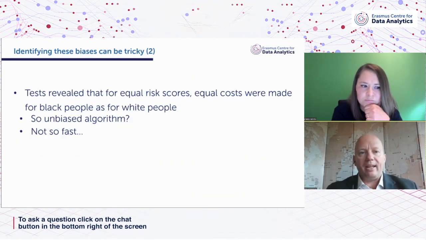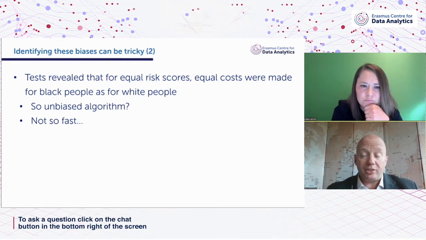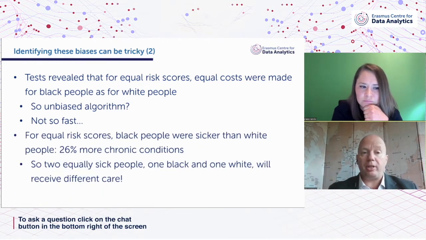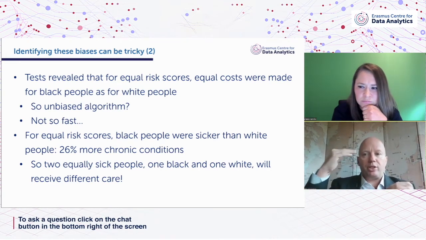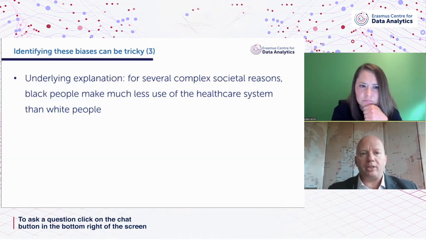However, when they tested it, they said, okay, yes, both Black people and white people got the same cost at an equal risk score. So you would think that's unbiased. However, when they looked a little bit further, they saw that Black people were sicker than white people at the same risk score. Or to put it in a different way, when two people were equally sick, they would get different care because the Black person would receive a lower risk score and the white person would receive a higher risk score for the same underlying health. So in that sense, the algorithm was biased.